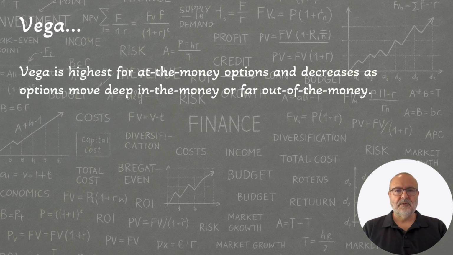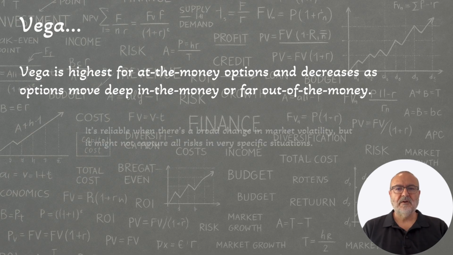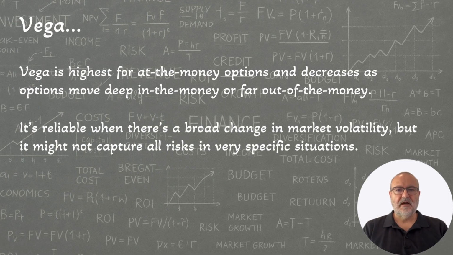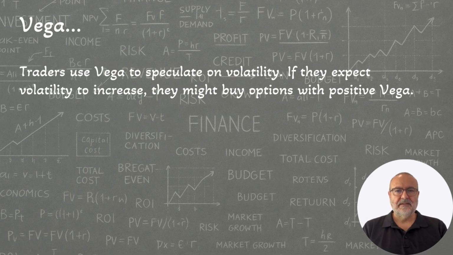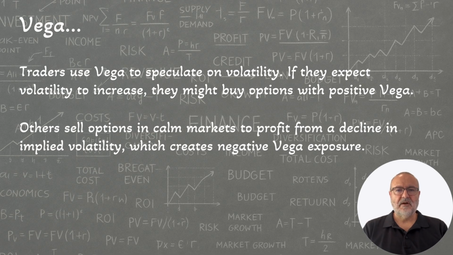Vega is highest for at-the-money options and decreases as options move deep in the money or far out of the money. It's reliable when there's a broad change in market volatility, but it might not capture all risks in very specific situations. Traders use Vega to speculate on volatility. If they expect volatility to increase, they might buy options with positive Vega. Others sell options in calm markets to profit from a decline in implied volatility, which creates negative vega exposure.